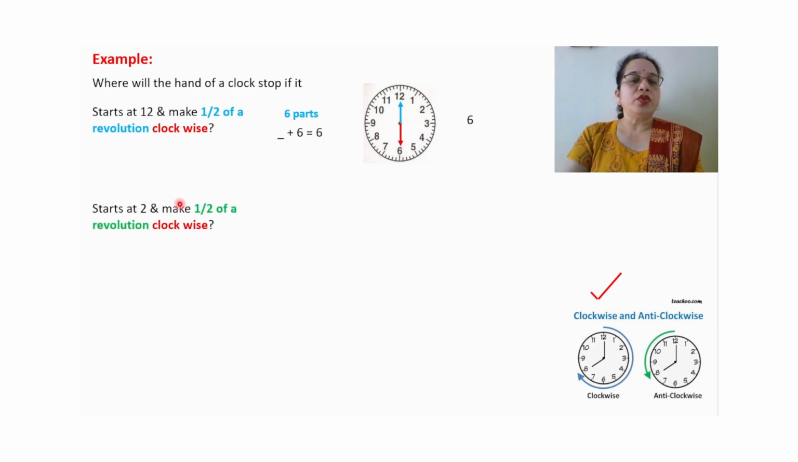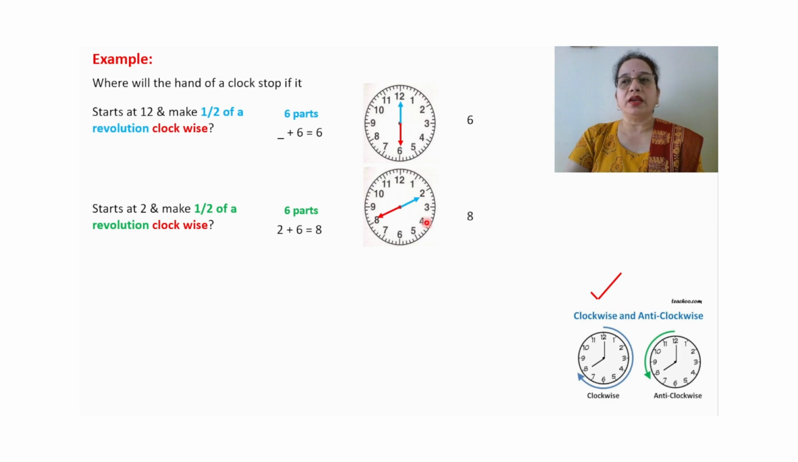Starts at 2 and makes half of a revolution, again clockwise. Clockwise means again this direction we will go. Half revolution means 6 parts, and now we will start counting 6 parts from 2 because it starts at 2. So 2 plus 6 will give you 8. What does it mean? Your hand will stop at 8. This is your clock if you want to see that, or otherwise 8. This clock is not necessary to draw. Using this parts concept, you can find out the answer.